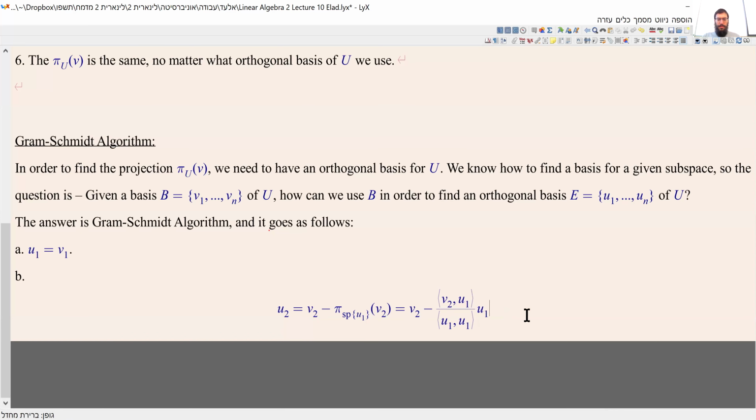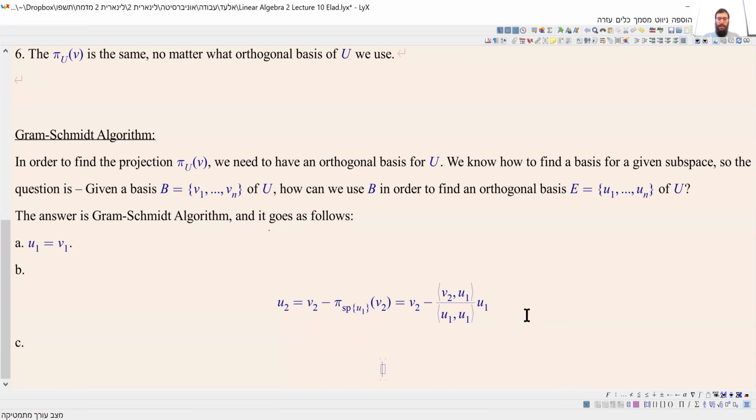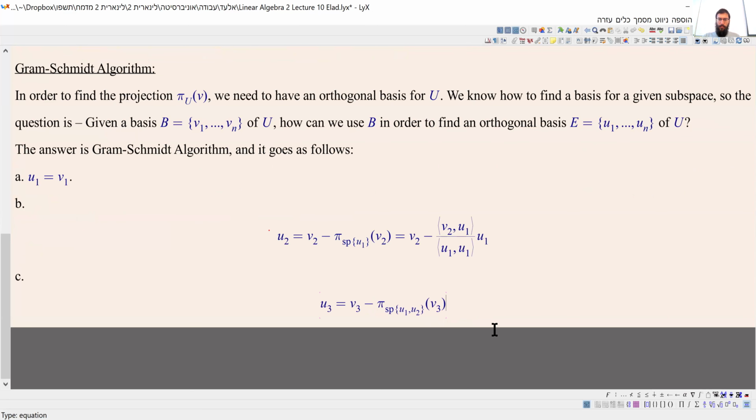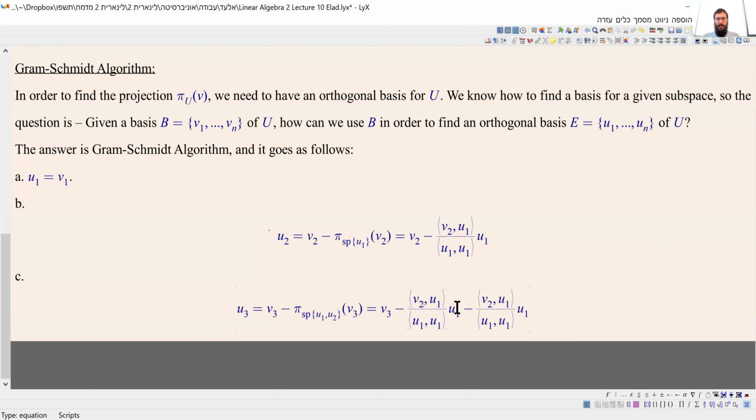And after you have U2, you can move to U3, and U3 is V3, the old vector, and you should subtract the projection of V3 over the space spanned by the new vectors you've already found, which is explicitly V3 minus the multiplication of V3 with U1, U1, minus the multiplication of V3 with U2, U2.